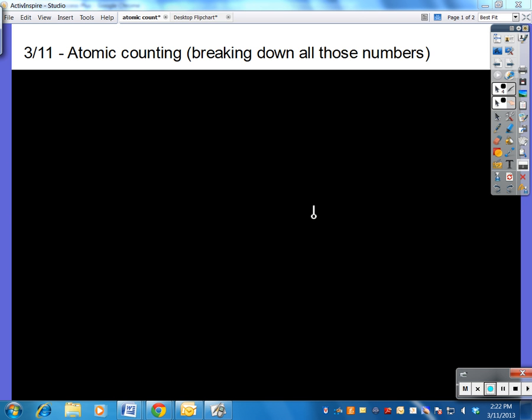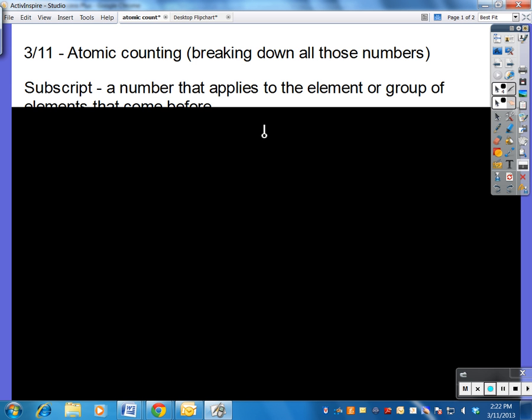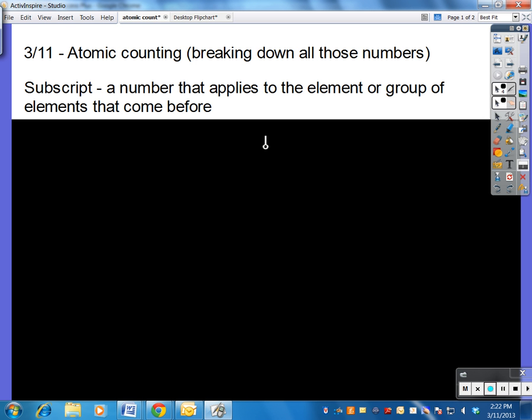These are notes on what I like to call atomic counting, or breaking down all the numbers you're going to see with regard to compounds and molecules. So there's two main categories of numbers I want you to know. The first one is called a subscript. It's a number that applies to the element or group of elements that come before the subscript. So sub meaning under, script meaning writing. So it's like the little numbers that are kind of down below.